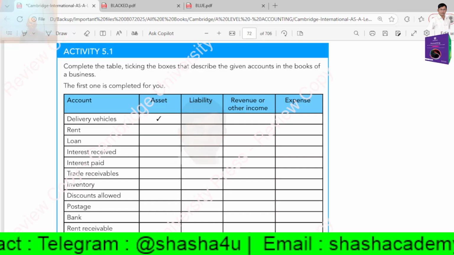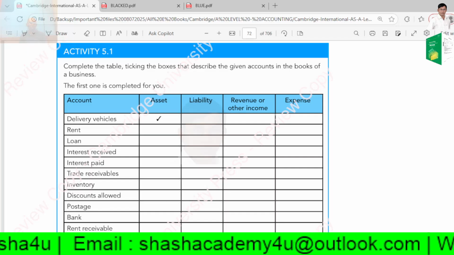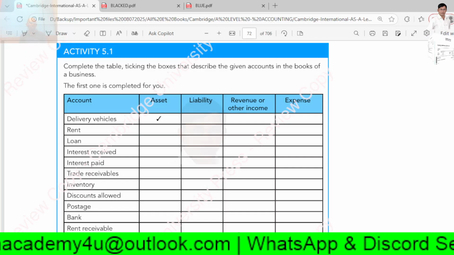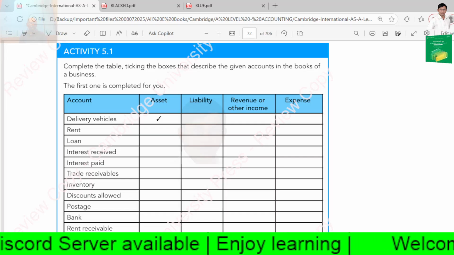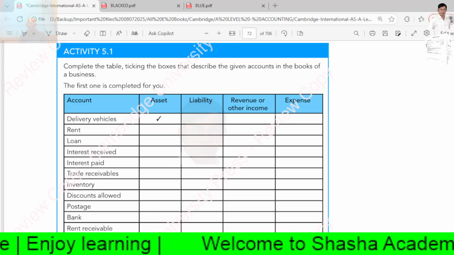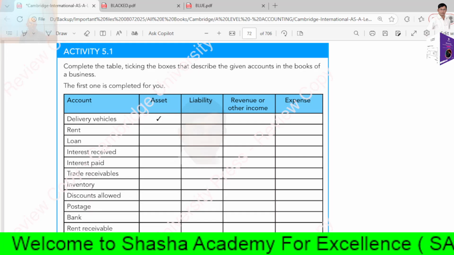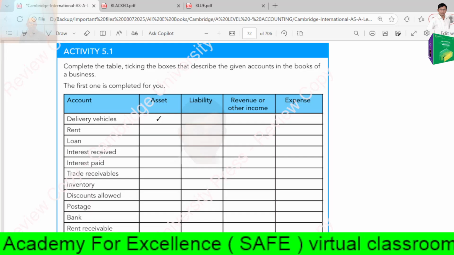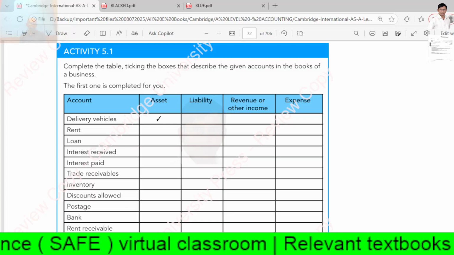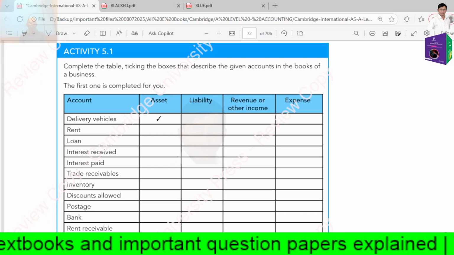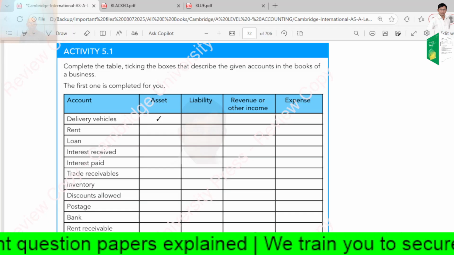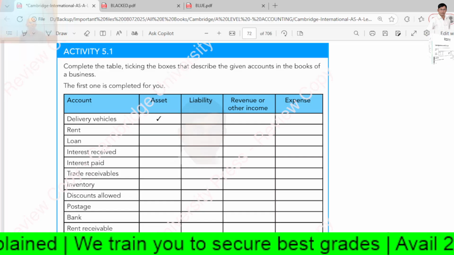Revenue or other income is that part of those items which you keep getting and which you can use for your business, running the business operation. So it is income for you. It is generated regularly, and it is the main source of your operations. Expenses are what you incur, like salary, rent, all those things.